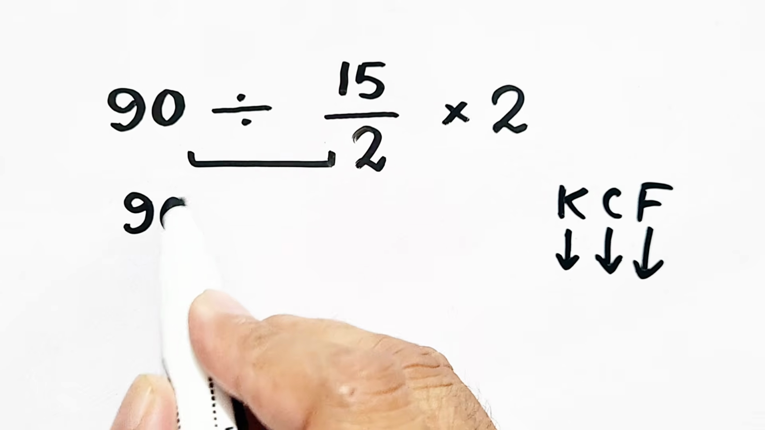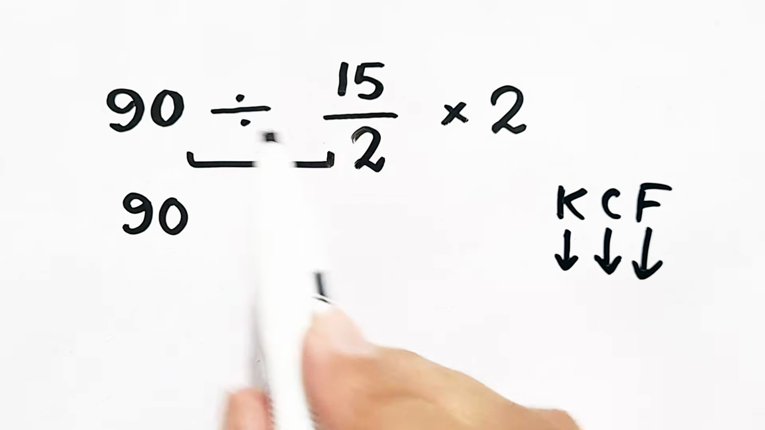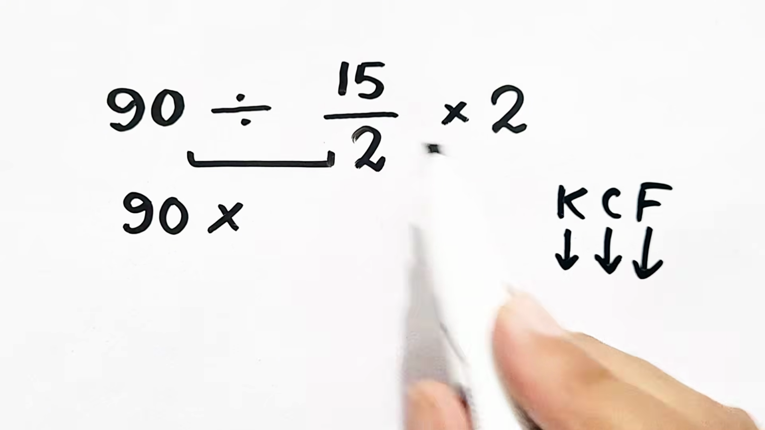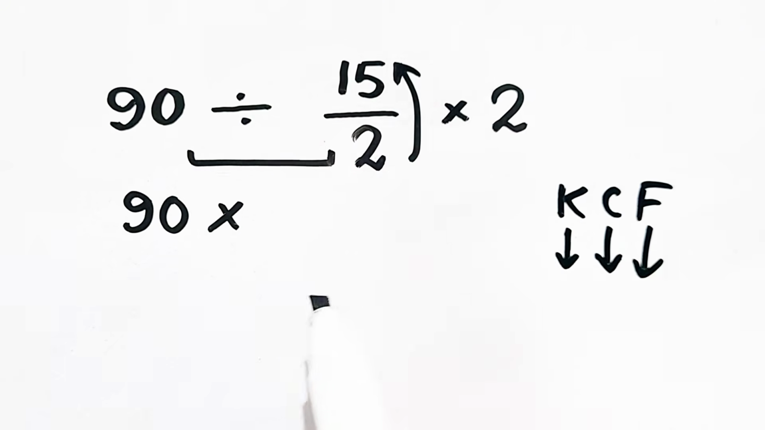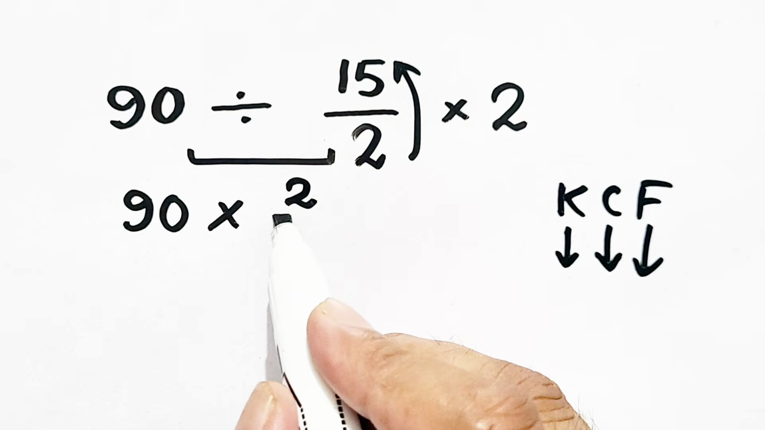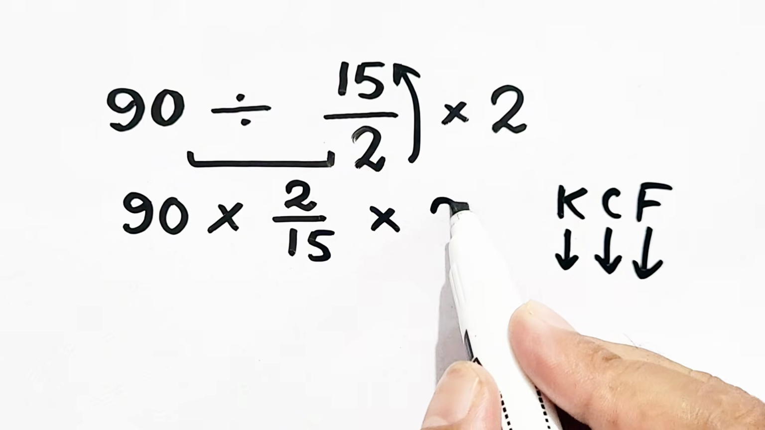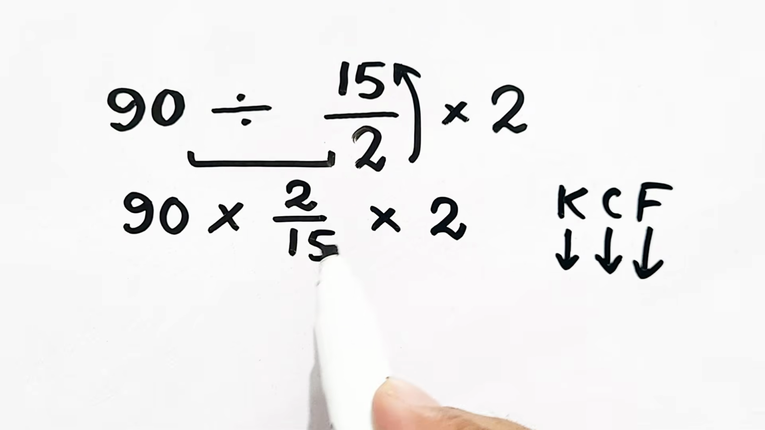Meaning 90 is the first one, kept as it is. Change: divide is changed into multiplication. And F means flip: this one is to be flipped. It will become 2 over 15. Times that portion is separate, that will be written as it is.